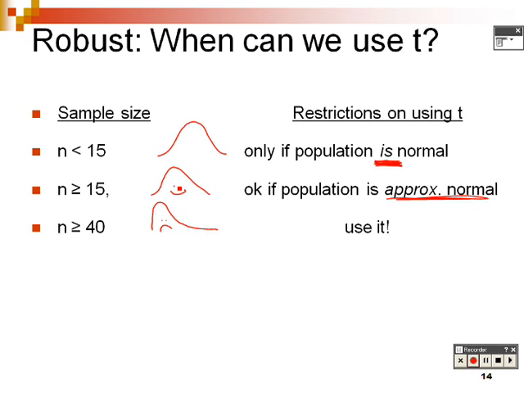Now, of course, here's the number we've been working with all along. If it's bigger than 40, then you can bank on the distribution of the means being approximately normal, as long as it's as big as 40. Okay, so in that case, you can go ahead and use it.